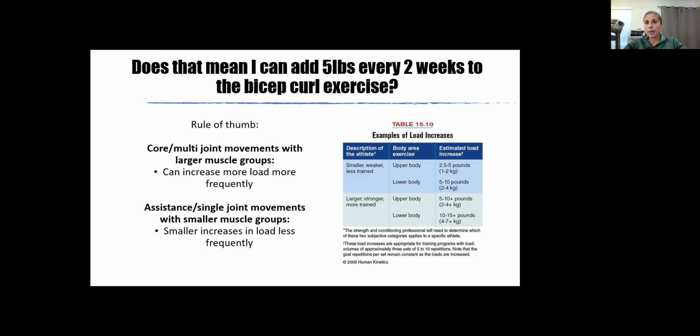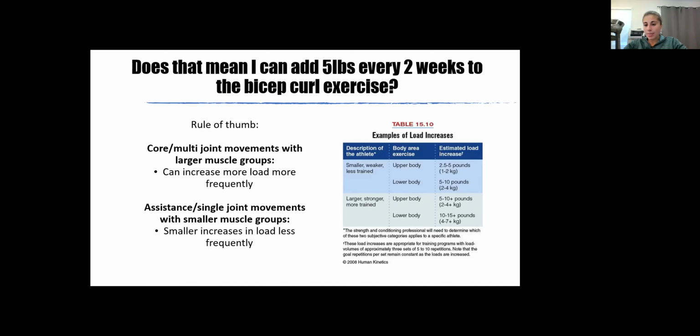So if we take a look at this chart here, we can see some examples of, depending on the exercise that we're doing, upper body or lower body, we can go up more weight with lower body. Okay, and again, this could be in a month. It depends on the status of the client and how we're progressing, but 5 to 10 pounds at a time might be feasible for a client. And this is for someone who might be smaller, weaker, and less trained. And then upper body, 2.5 to 5 pounds would be smaller load increases.